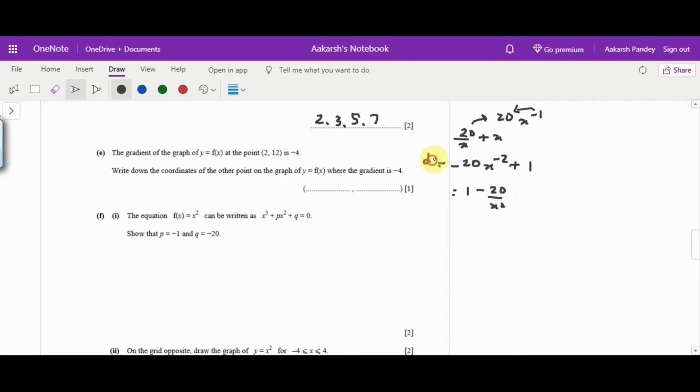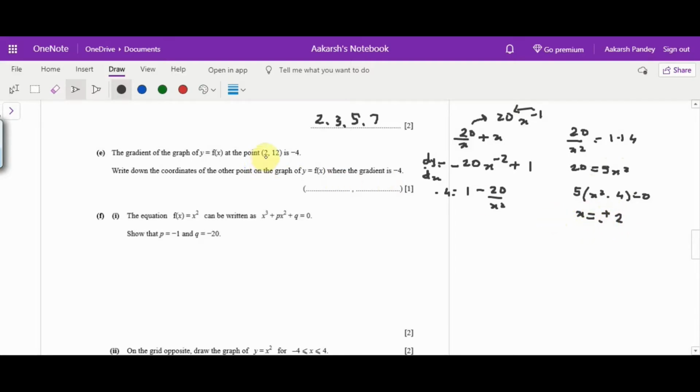This is my dy by dx, and I want this to be minus 4. So what I get is 20 by x square equals 1 plus 4. So 20 equals 5x square. So I take 5 common, I get x square minus 4 is 0. So x is equal to plus or minus 2.